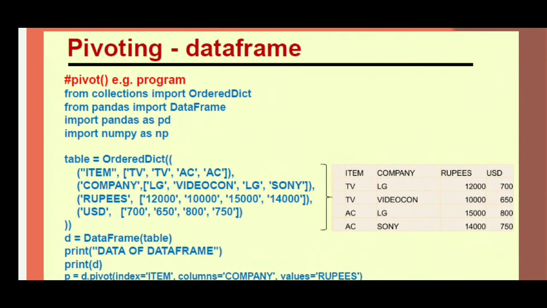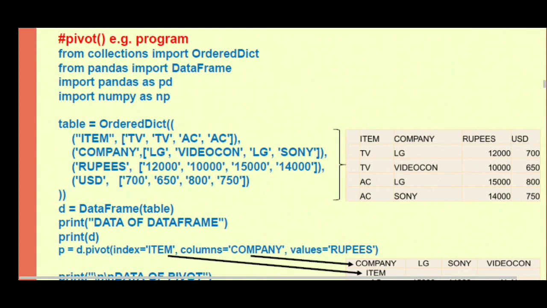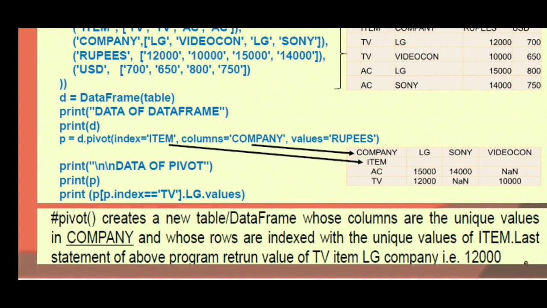Next, pivoting data frame. Let us see one example. From collections, import OrderedDict. From pandas, import DataFrame, import pandas as pd, import numpy as np. Then table is equal to OrderedDict, which contains values for item, values for company, values for rupees, and values for US dollar. Once you create this table, you create the data frame. So D is equal to DataFrame(table), then print it. When you print it, it will print as it is.